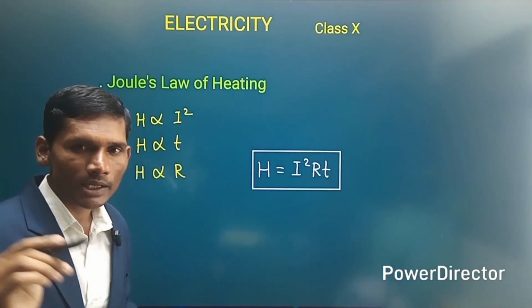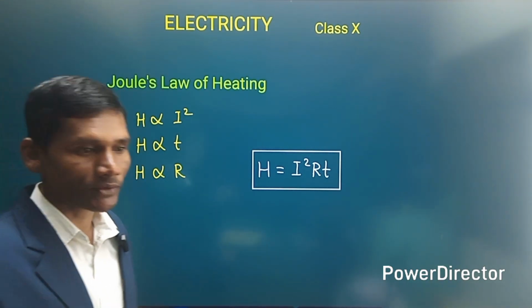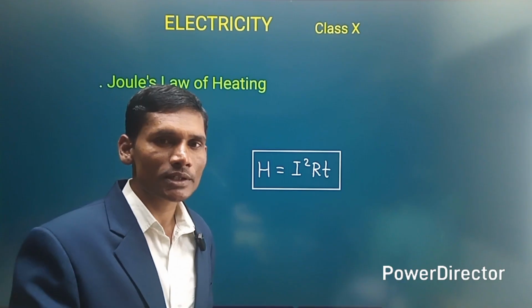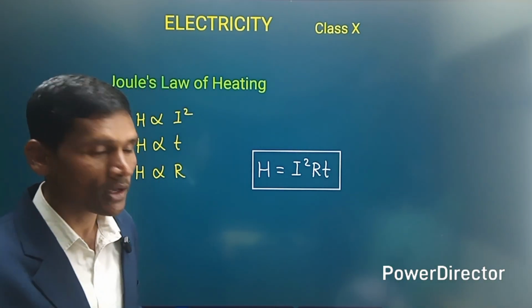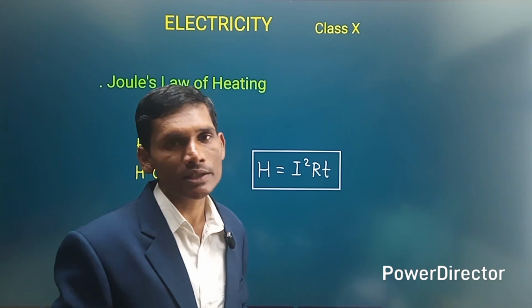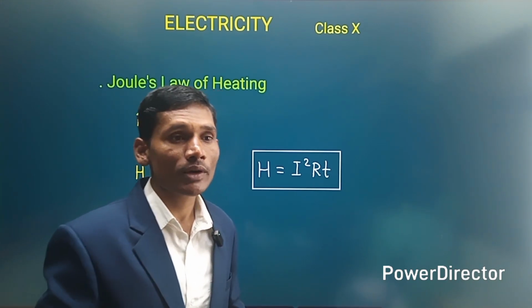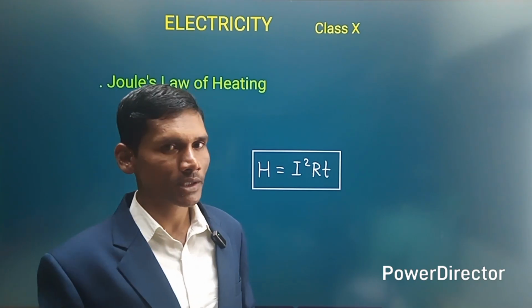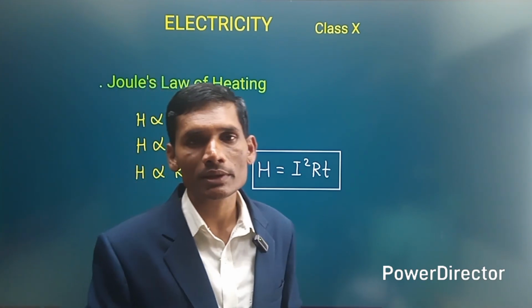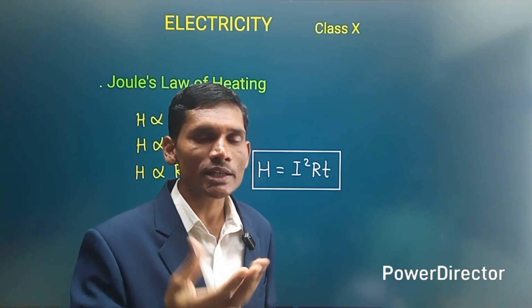Next, heat is directly proportional to the resistance of that material. If the material's resistance is high, there is more heat. If the resistance is low, there is less heat. You can remember this. For example, tungsten is a resistor, that is why it gets heated up soon. Whereas copper does not get heated up because its resistance is very low as compared to tungsten. Tungsten is used in electric bulbs as the filament.